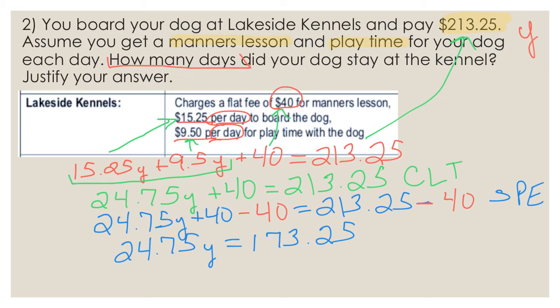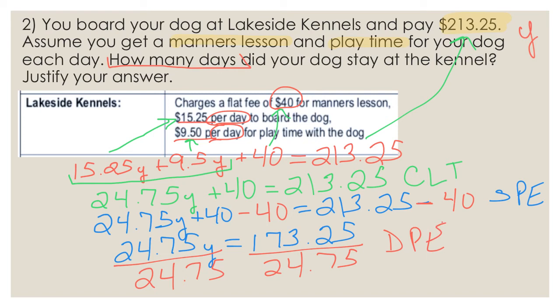Next, I'm going to use my division property of equality. Divide both sides by 24.75. This is my division property of equality. And I end up with y equals 7. Put down your calculator if you need to.